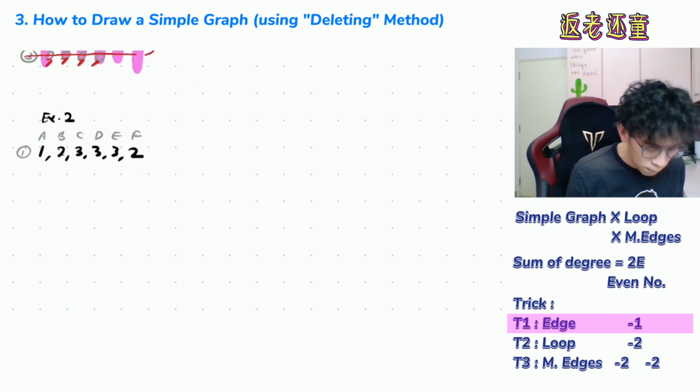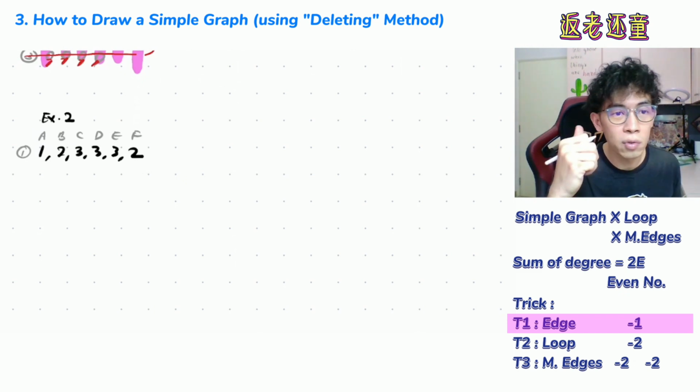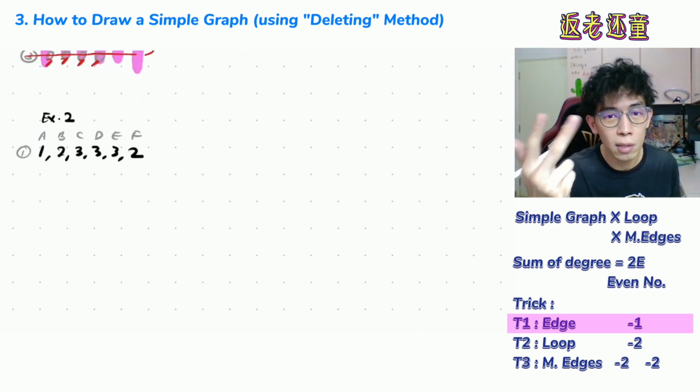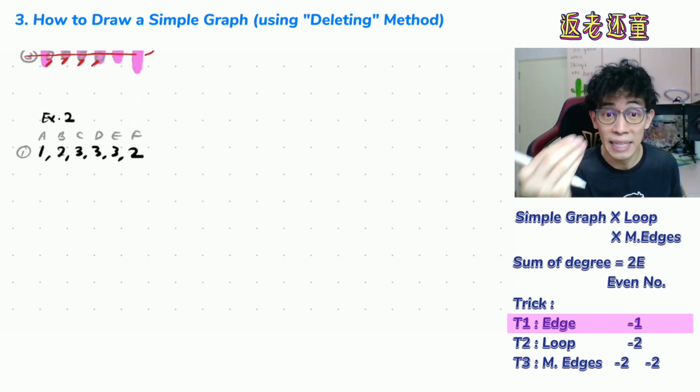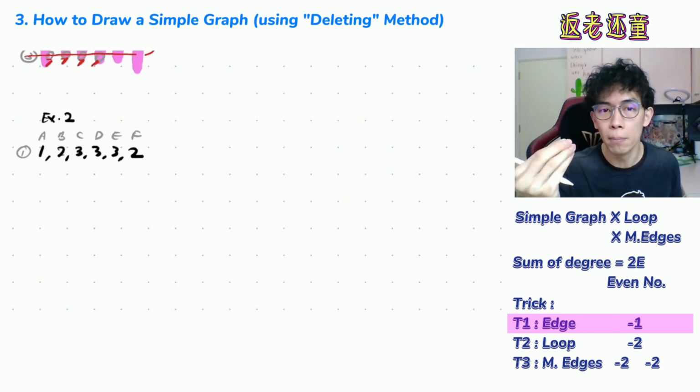This one is number 1. Which one are you gonna choose? You can choose C, you can choose D, you can choose E, up to you. If you want to choose other numbers, that also can, right? It's just that it's better to choose the biggest. Reduce the bigger number.